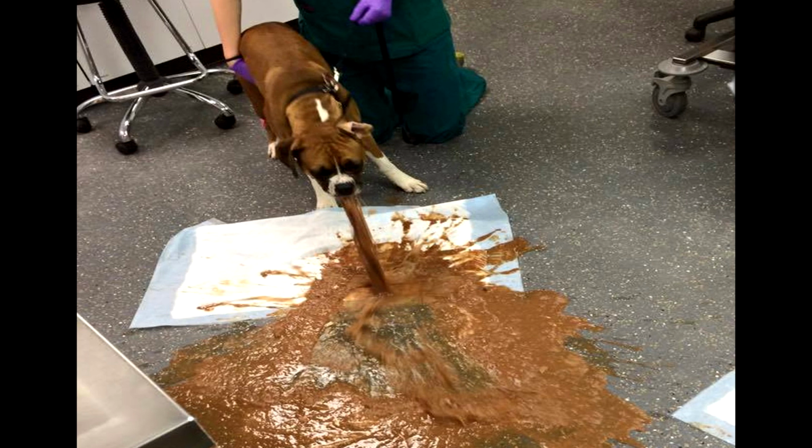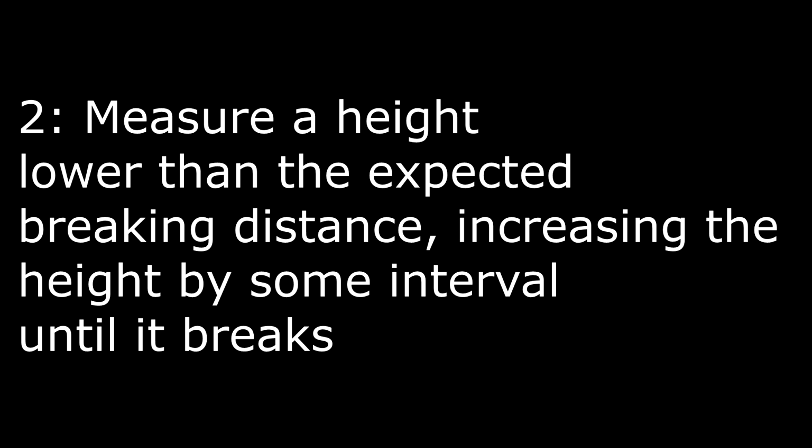This lab is relatively safe, however you're going to want to pick up the eggs when you're done with them so that animals do not get sick from eating them. All you need to do for this lab is find a material you would like to test dropping an egg on, measure a height lower than what you think it will break at, and keep dropping the egg, increasing the height by some interval until it breaks.